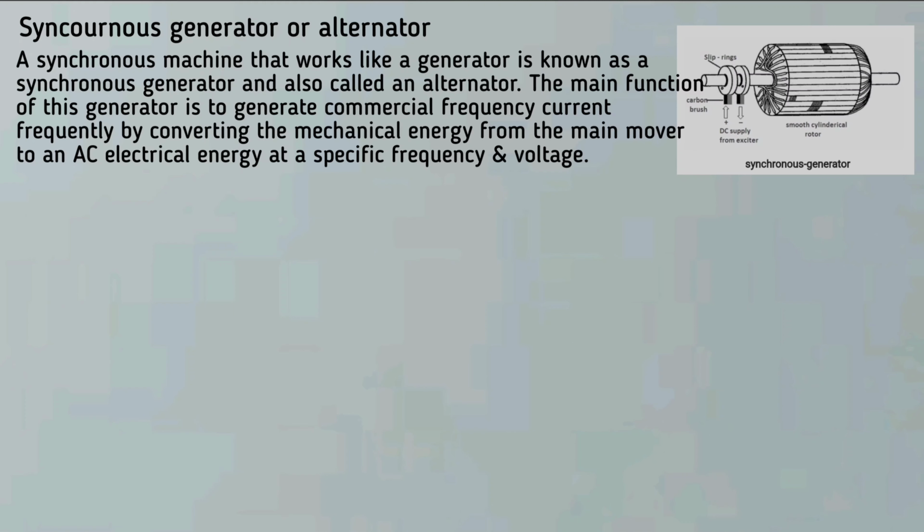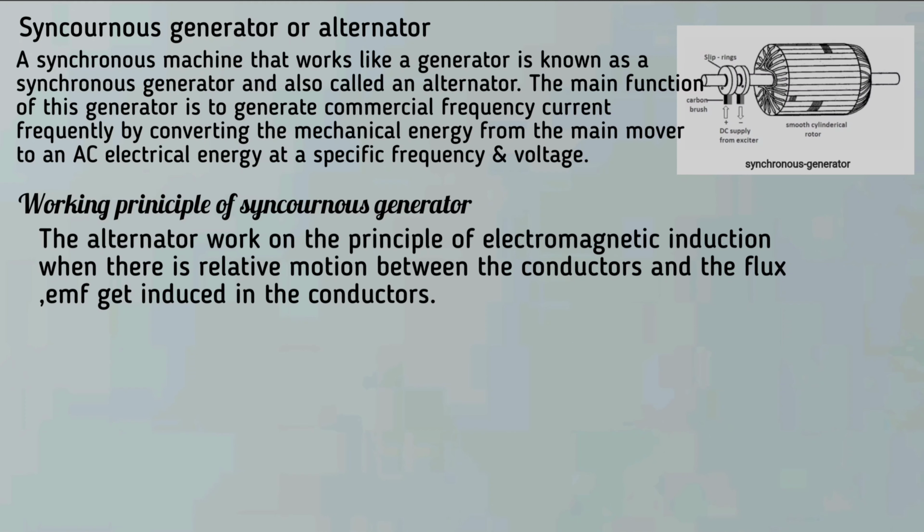The main function of this generator is to generate alternating frequency current by converting the mechanical energy from the prime mover into AC electrical energy at a specific frequency and voltage. Now we discuss the working principle of the synchronous generator.